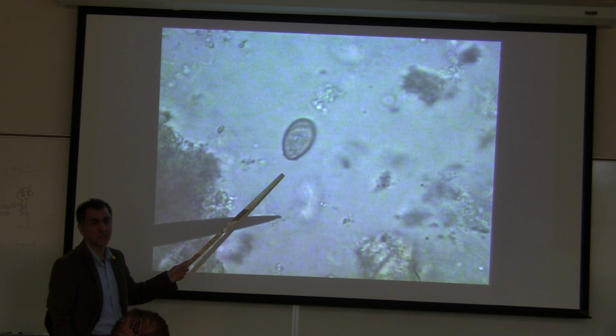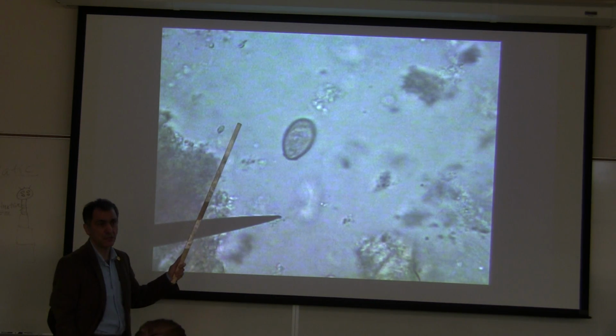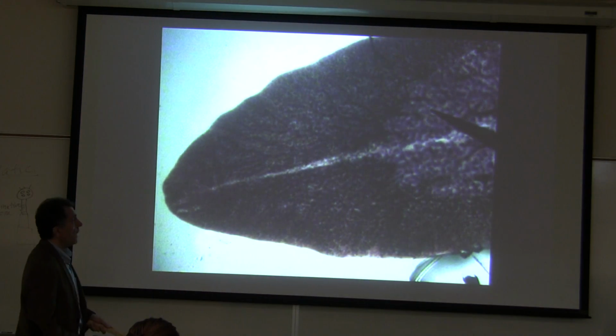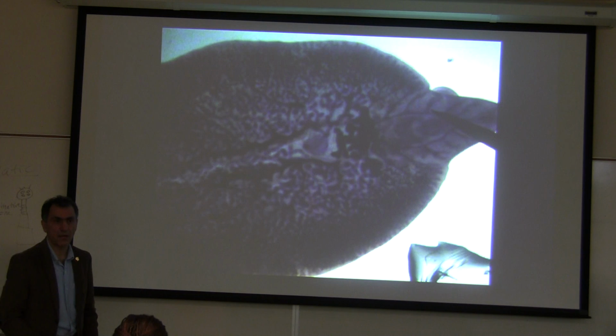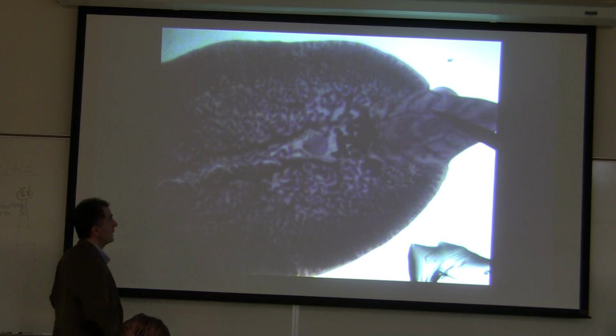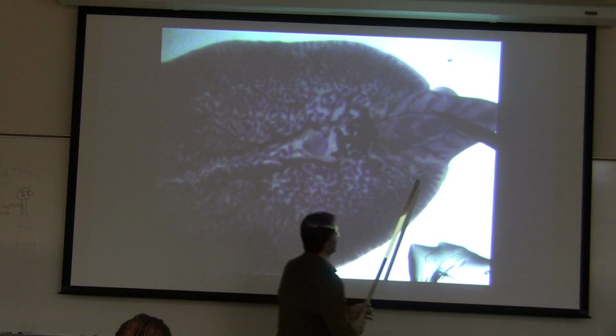This is under 40X. I didn't even take a picture of it under 10X. Okay. What is the name of the organism? Your good old Fasciola hepatica. I could not fit the whole entire animal, so let's start with the anterior portion of the animal.